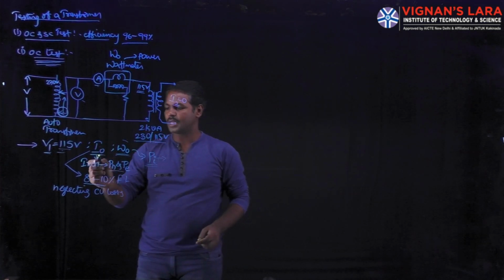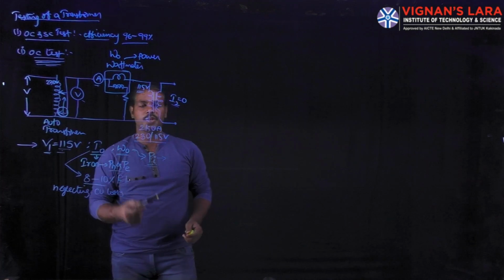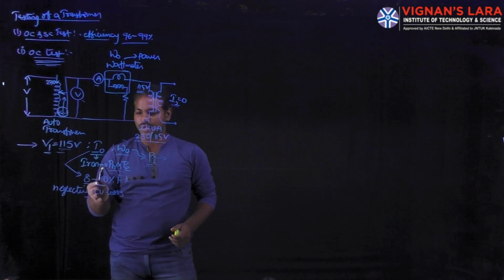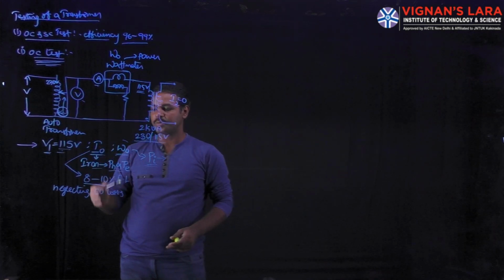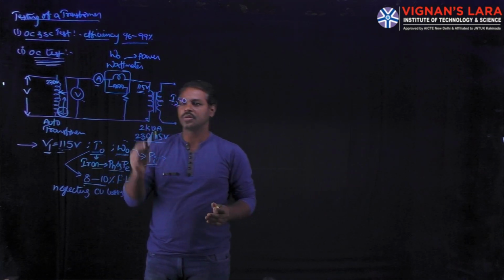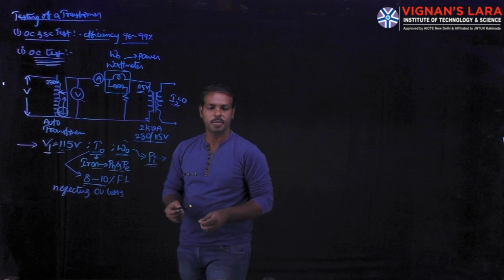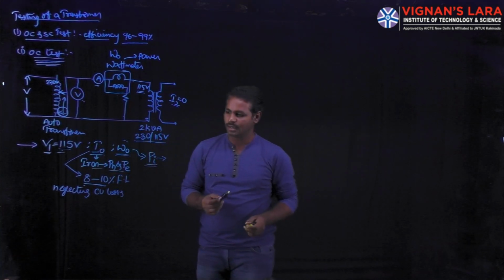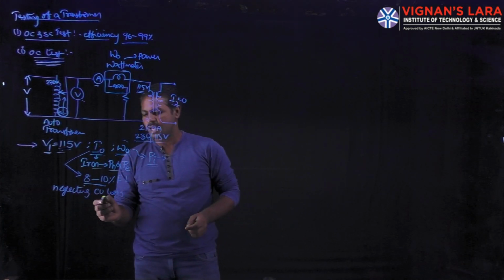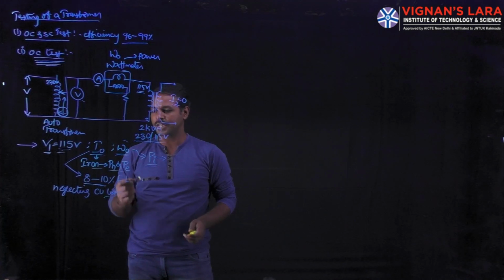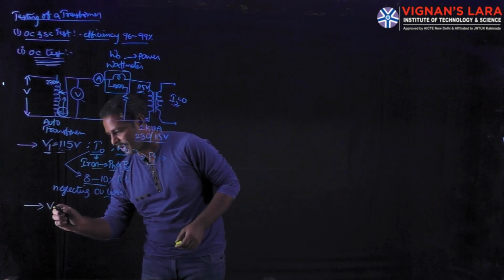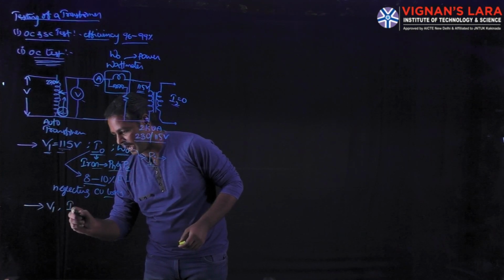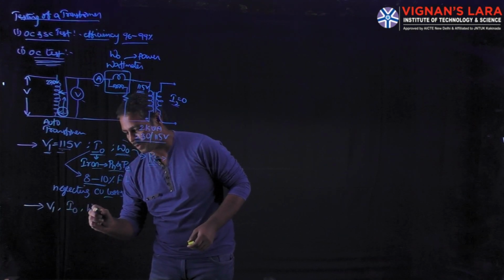So I0 is the current drawn from the supply, which always overcomes the iron losses. This current is very small compared to the full load current. That's why we are neglecting the copper losses. So that is the open circuit test. Finally, we get three values: V1, I0 and W0.